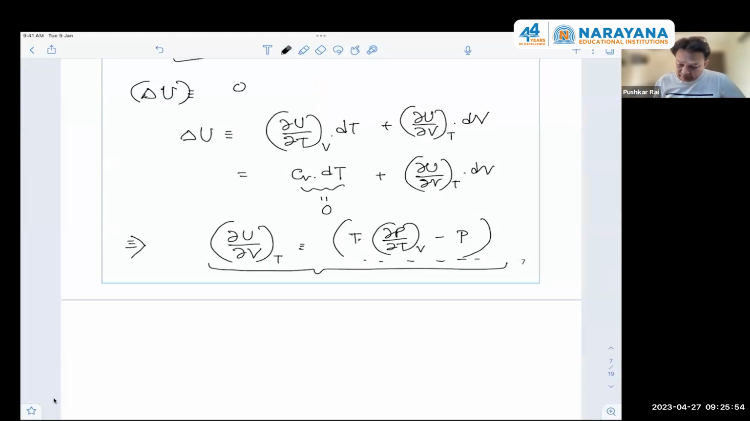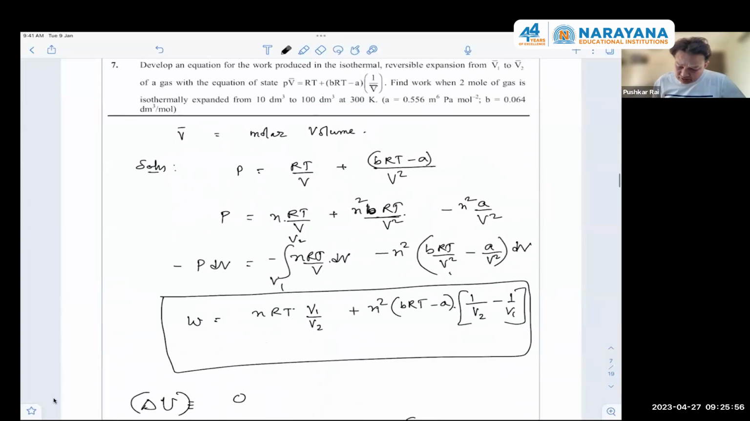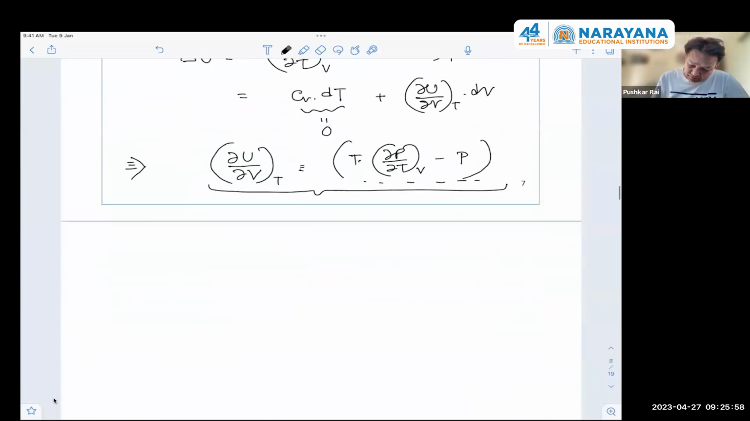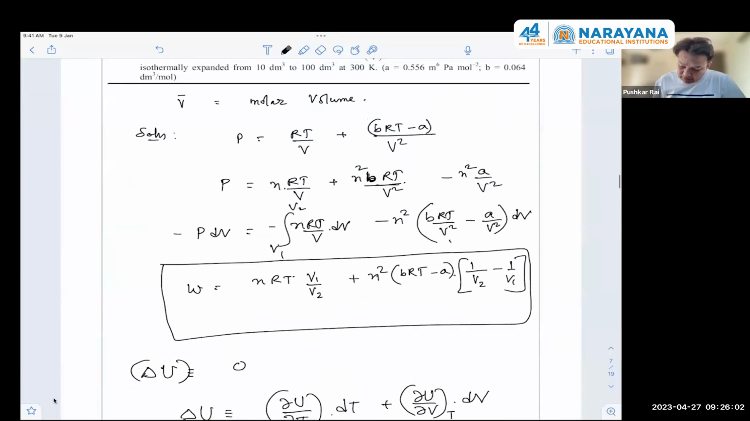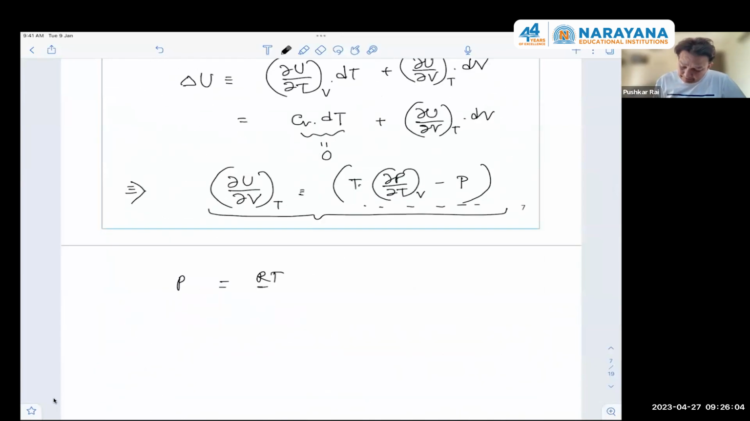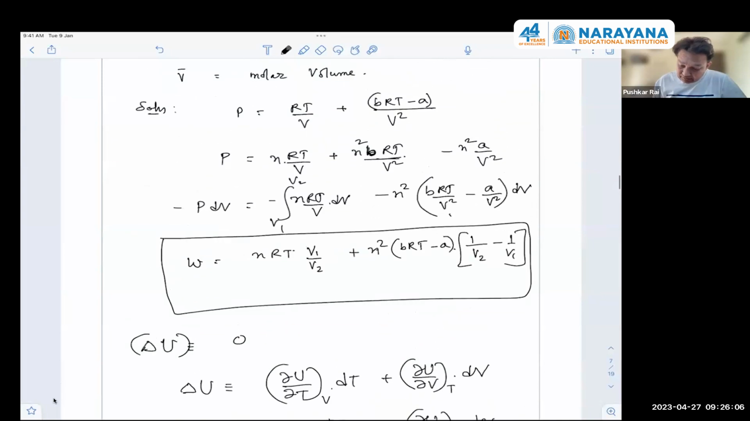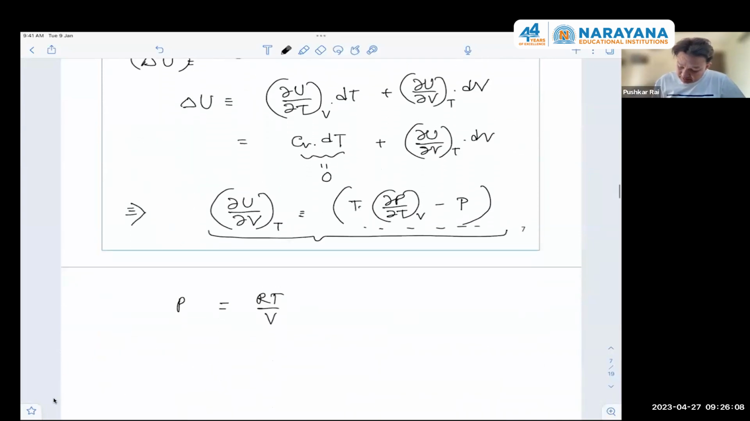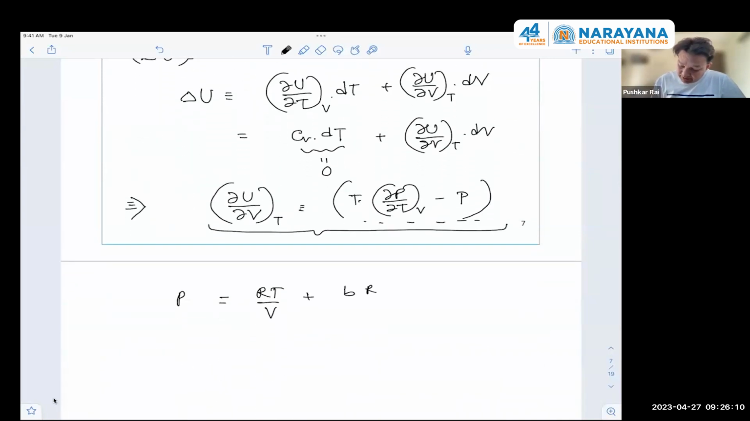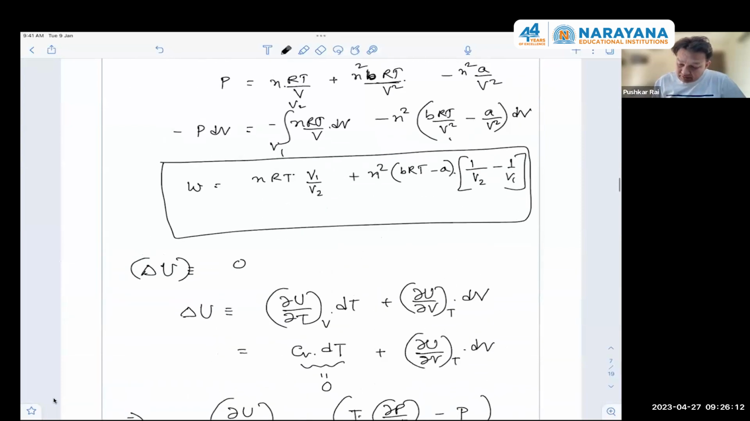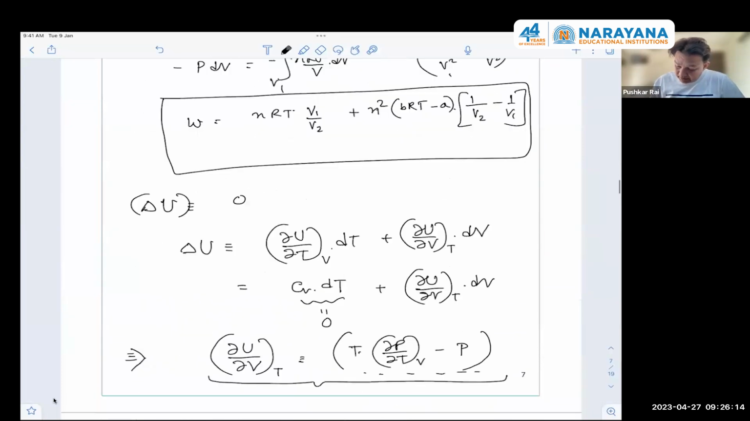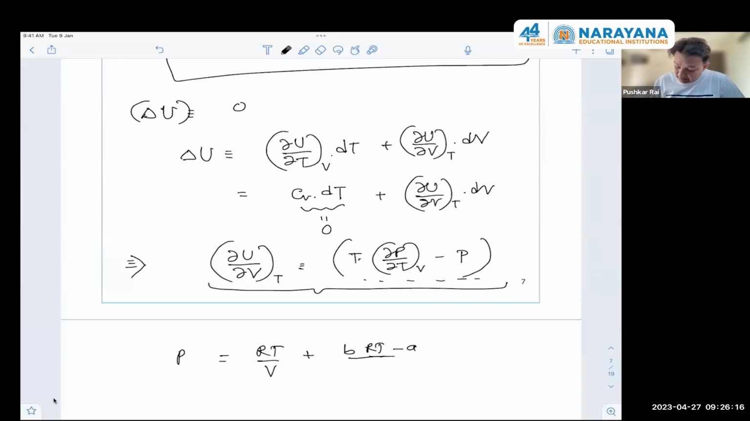So we already have this equation, which looks like a very peculiar equation, where P is equal to what? RT by V plus (BRT minus A) by V square.